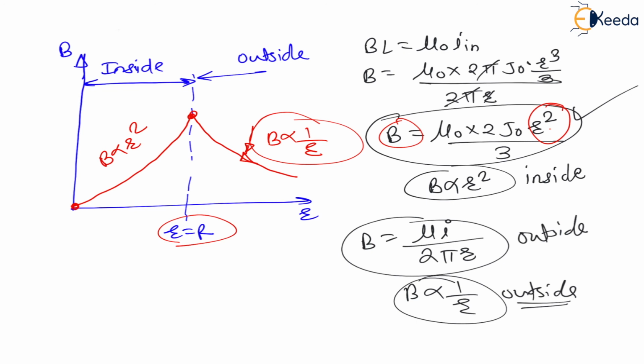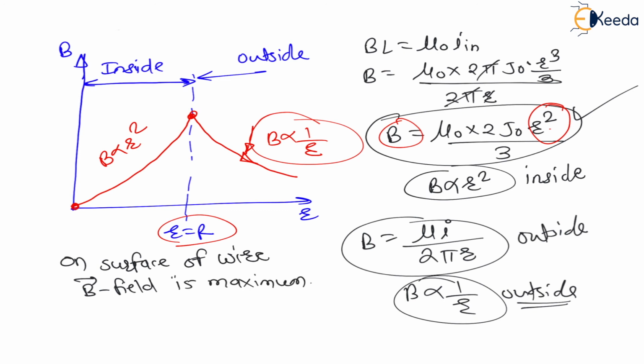From all cases, we understood that on the surface of any wire, whether it is a hollow cylinder, or a solid cylinder with variable current density, or a solid cylinder with constant current density, or simply a wire like one line, on the surface of the wire the B field is maximum. The magnetic field strength is maximum. This point you have to understand. I hope you understood everything.